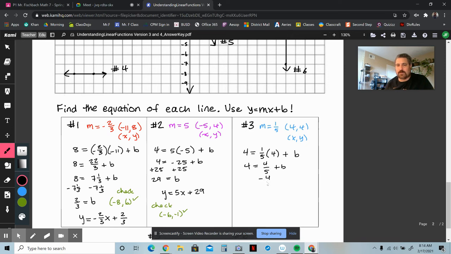You're going to minus 4/5 from both sides. Well, 4 is the same as 3 and 5/5. Take away 4/5. So that's going to be 3 and how many fifths? And 1/5. So it looks like 3 and 1/5 is our b value.